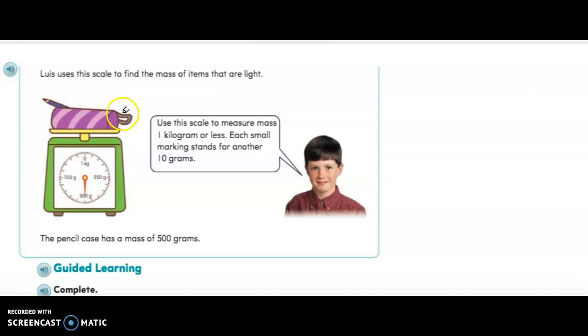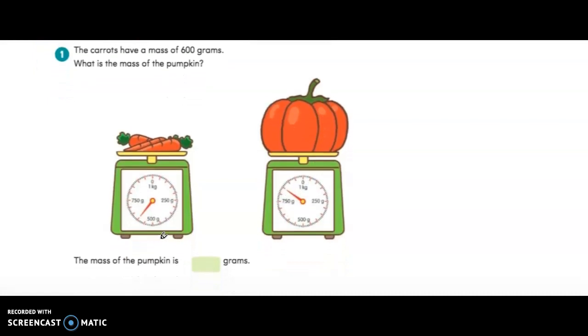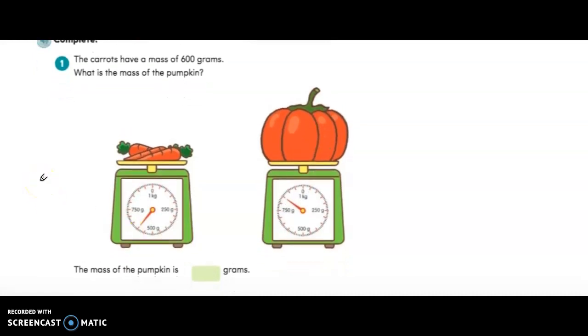Look at this next scale that is measuring this pencil case. It is trying to figure out the mass here, or the weight of this. And same thing here, I know it's super tiny, but the max of this scale is 1 kilogram. So right now, your answer would be in grams. So if you look closely, this is exactly on the one that is labeled. So the mass is 500 grams for this. So we are going to complete some practice.